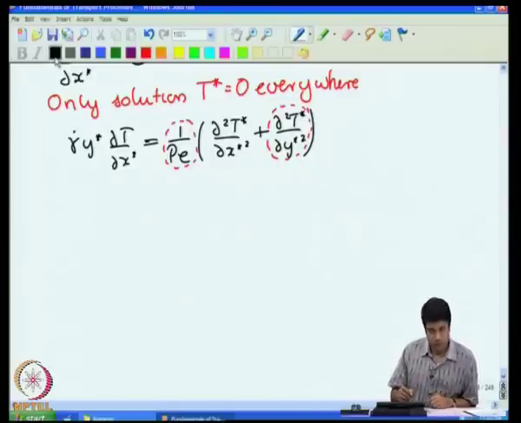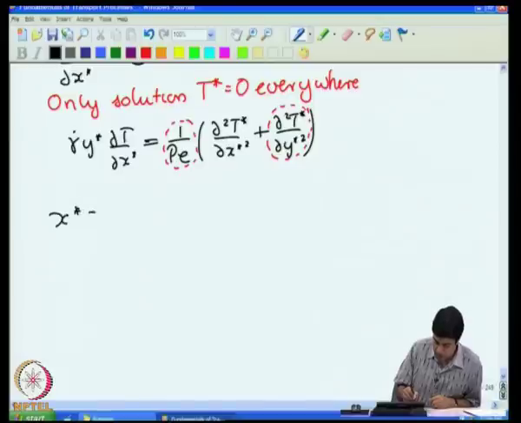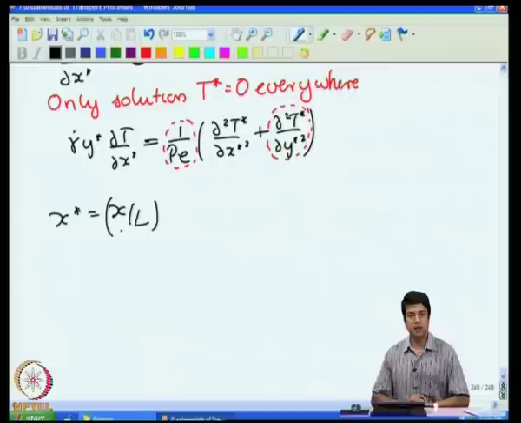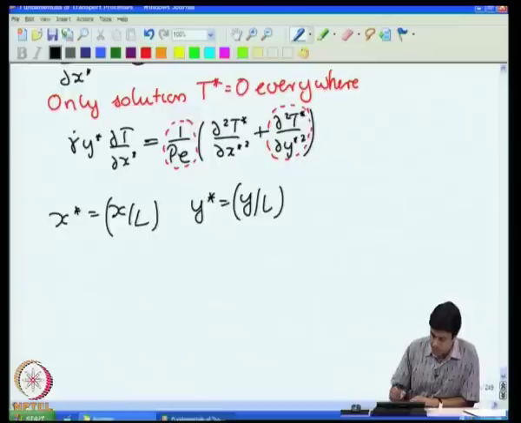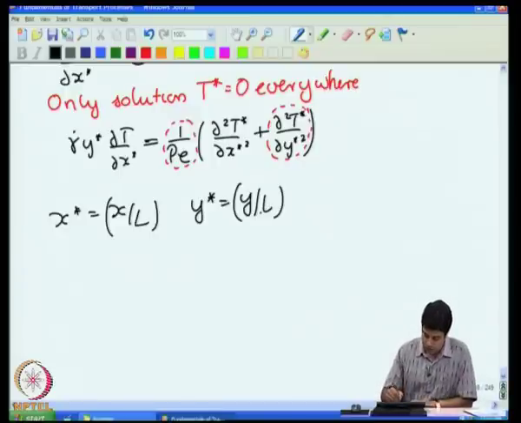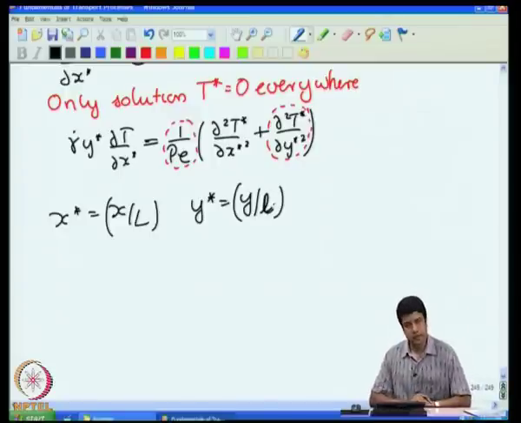So, what I will do now is to just write down the scaling x star is equal to x by L. This is the usual length scale for variation of temperature along the x direction, because the heated section has length capital L. However, in the y direction, I will postulate a smaller length scale, small l, and then go back and scale my equations once again.